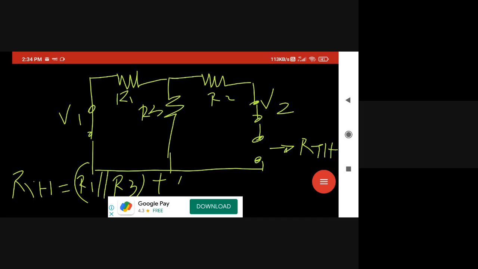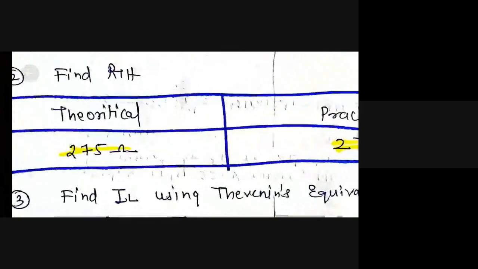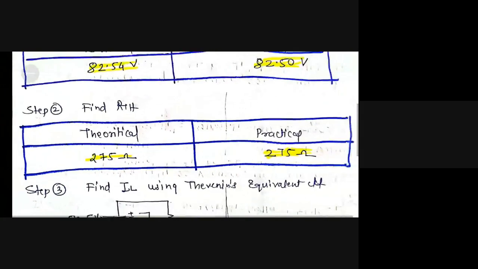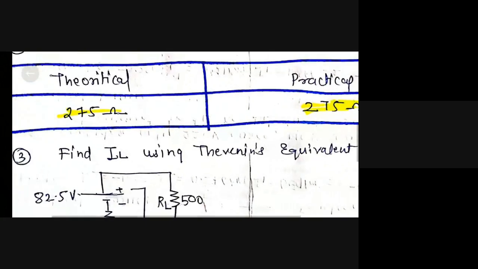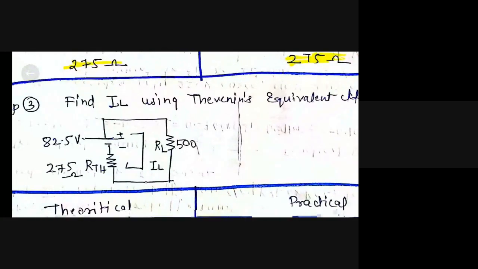The answer you will get in addition with R2 is RTH, which you have already solved in the class. After calculating RTH theoretically, its value will come to 275 ohms. Now the last step is to find the load current. To find the load current, we have to draw a Thevenin's equivalent circuit and place the values RTH and VTH.